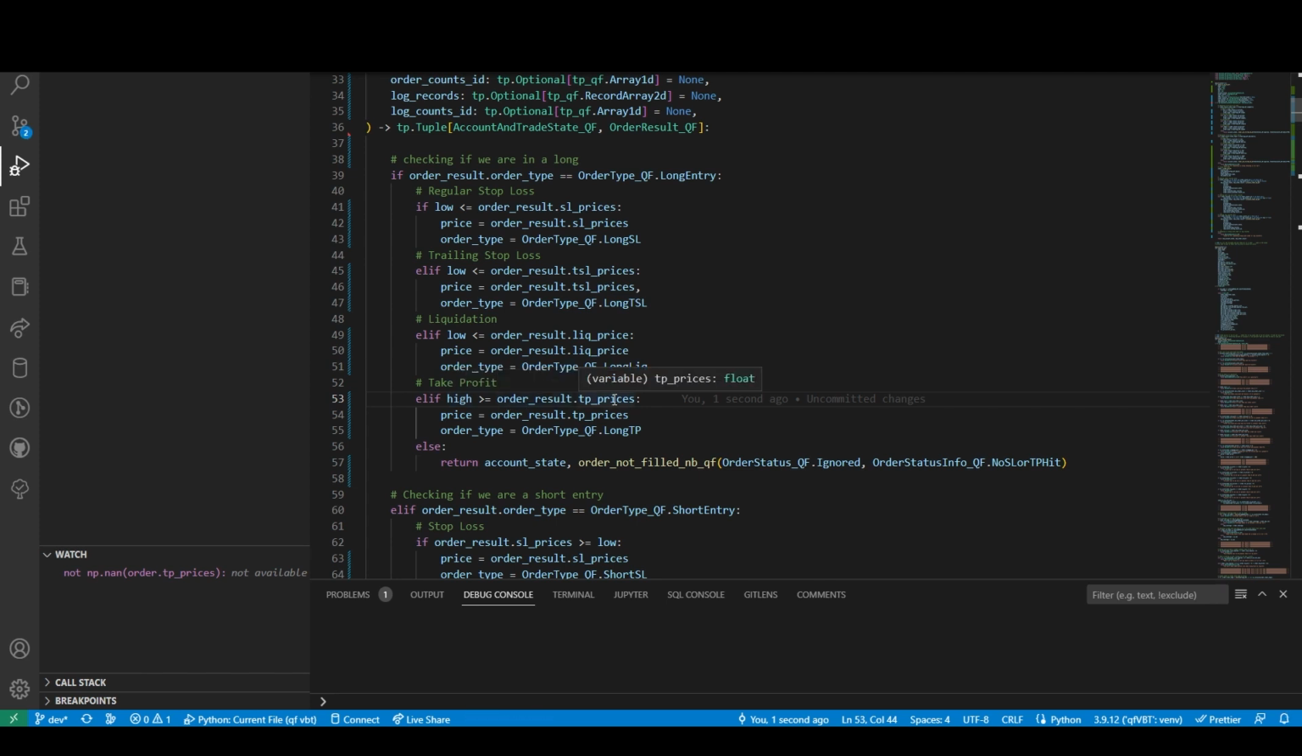Because if the high is 450 and the take profit is 500, then the high is less than 500. If the high is 500, then it's equal to the take profit, so you have to take the profit. If it's greater than the take profit, then that means you have to take the profit.